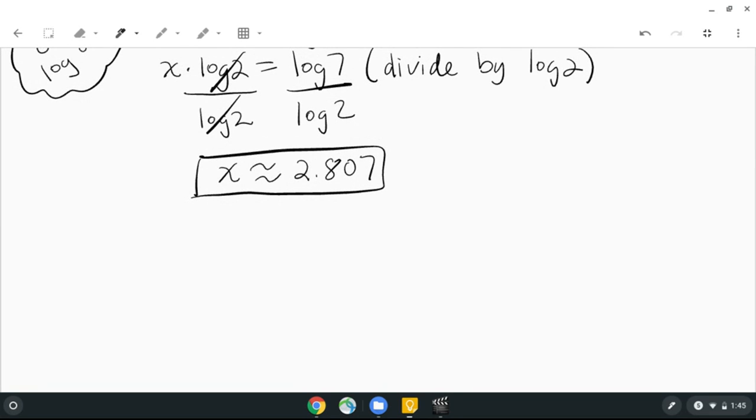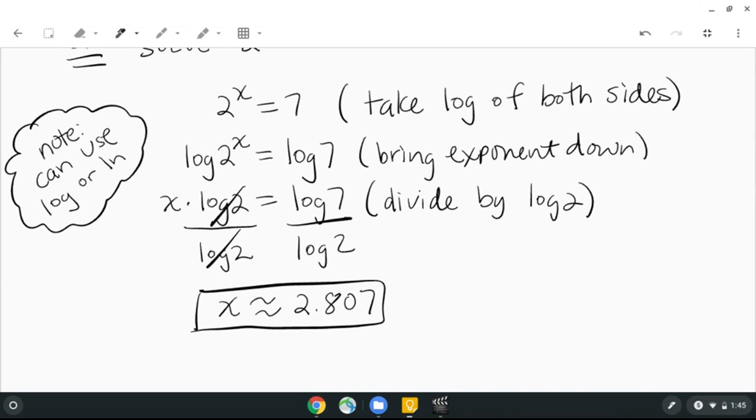Okay, so that is pretty much how you solve exponential equations here. This one's kind of your basic equation. You always try to get the exponential by itself. Okay, and once you do, then you can take the log of both sides just to bring that variable down out of the exponent position.